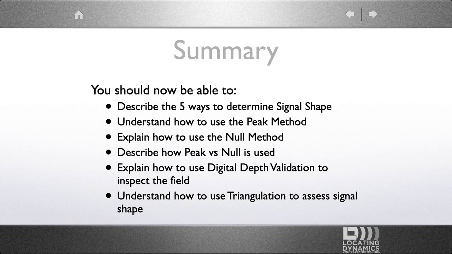You should now be able to describe the 5 ways to determine signal shape, understand how to use the peak method, explain how to use the null method, describe how peak versus null is used, explain how to use digital depth validation to inspect the field, and understand how to use triangulation to assess signal shape.